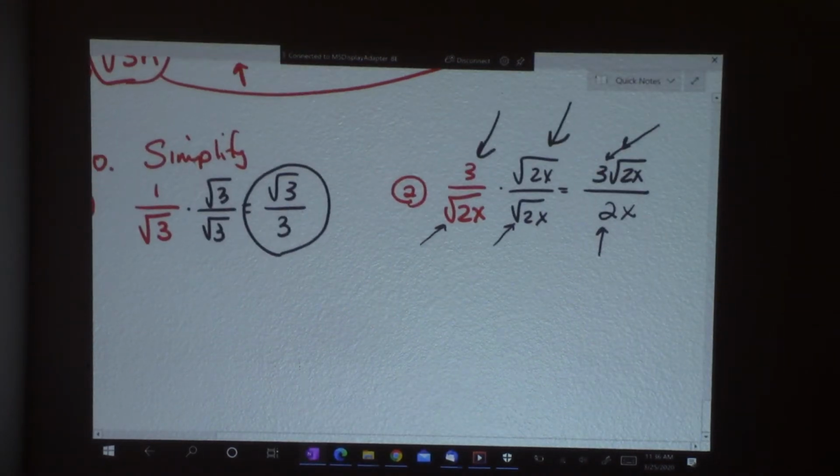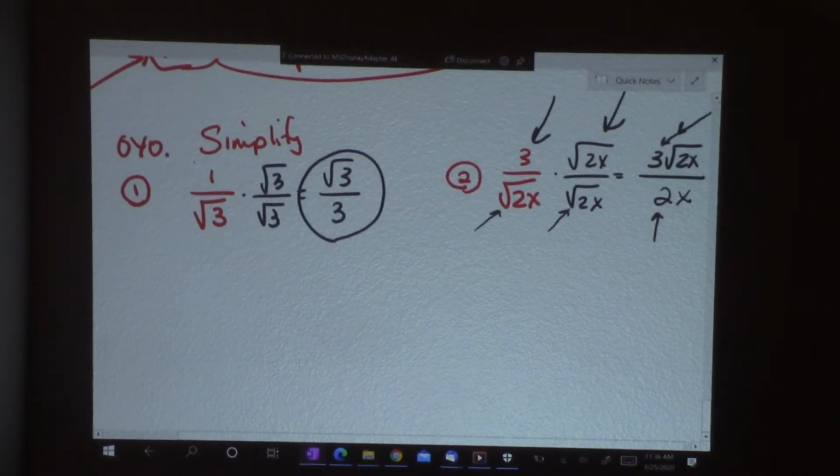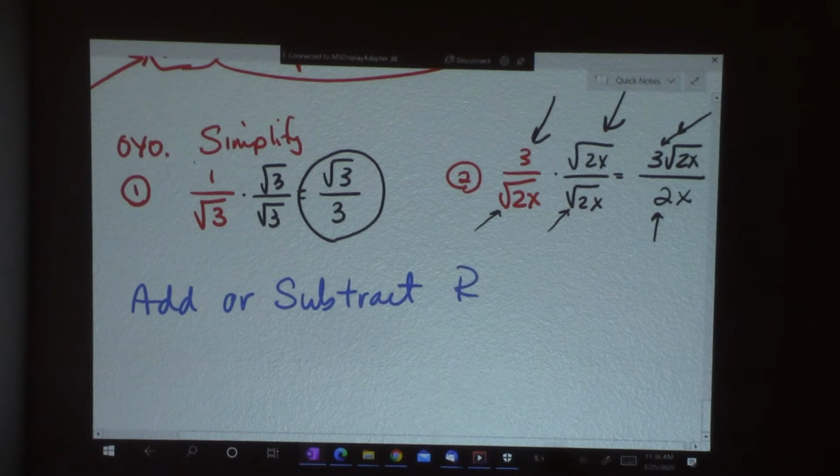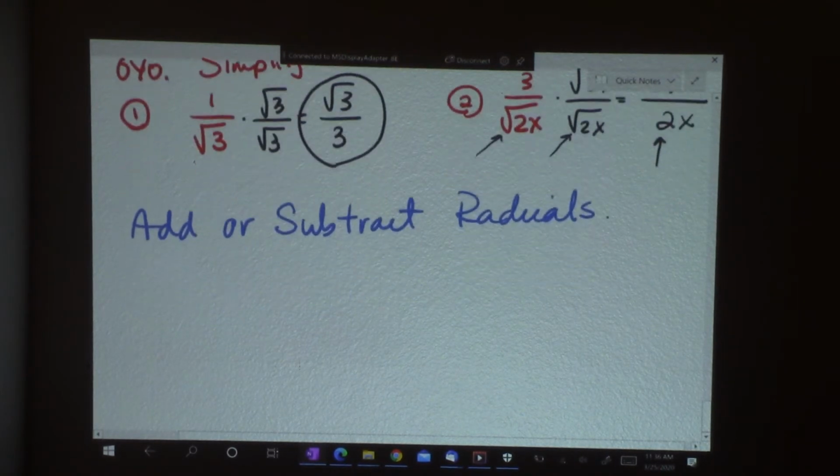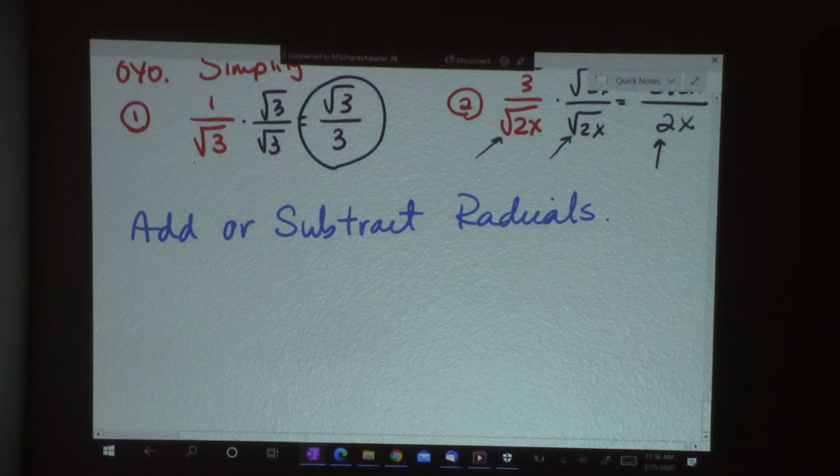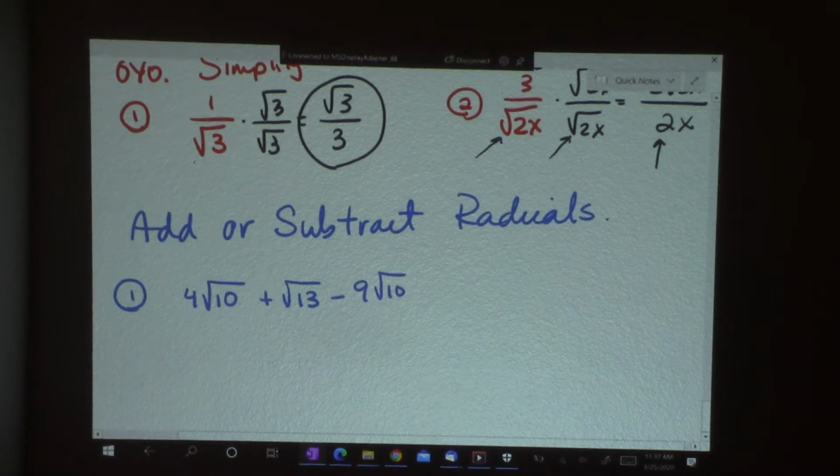Okay, so the second half of our lesson today is we're going to start to add or subtract radicals. And there are some rules for this, and we will write them down as we go. So let's start over with number 1, and here we have 4 square roots of 10 plus the square root of 13 minus 9 square roots of 10. Okay?